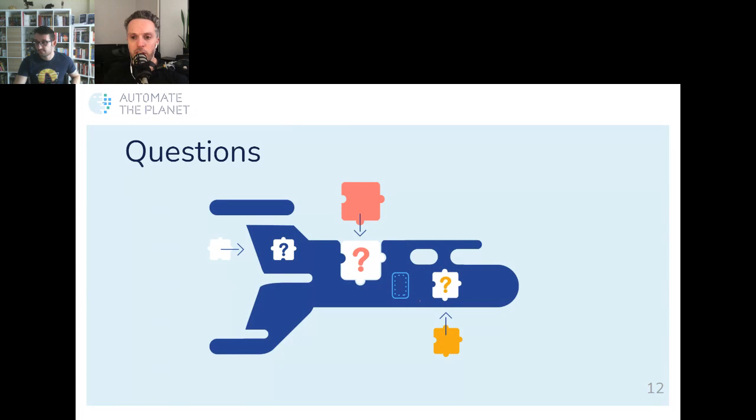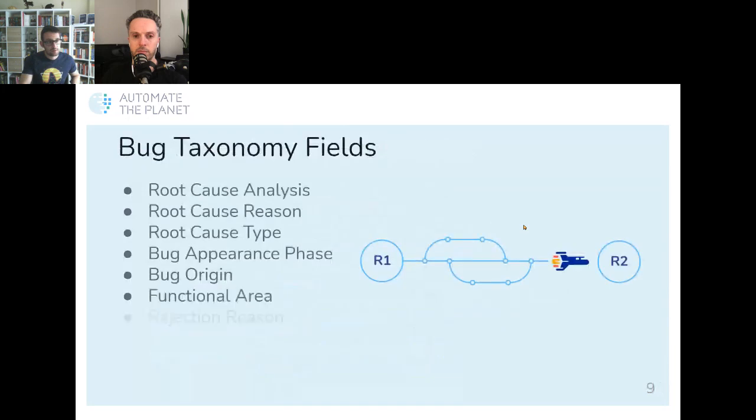So the next question is from Sergey. Who usually would be responsible to fill all those metrics? Yeah, as I said, most of the time, especially the bug taxonomy fields, let me show you on the slides, are basically filled by the developers who are responsible for doing the analysis. But some of the fields may be filled during the triage meeting as well.